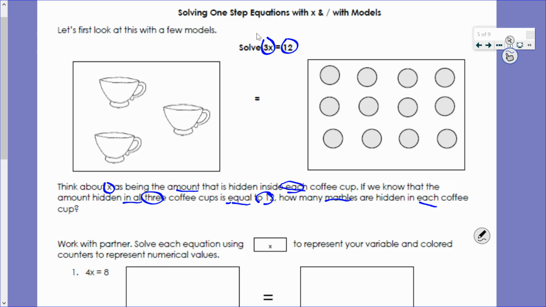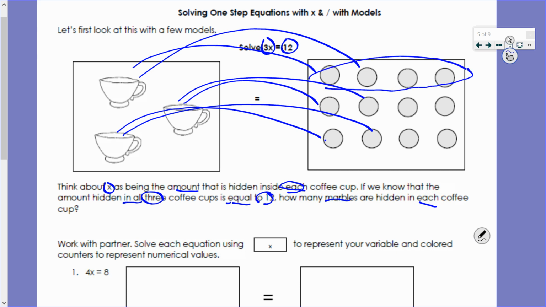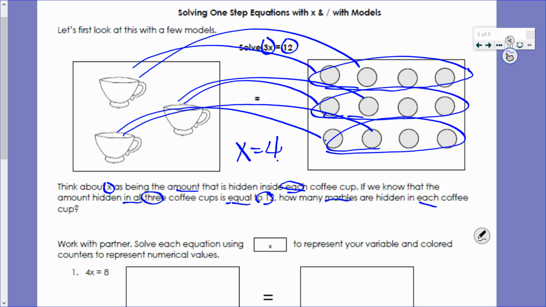Well, one way I could think of it is, if I start taking marbles and putting one into each cup, I can see that with the way I have my marbles set up, each row is going into 1 cup, right? Meaning that each of my cups would have how many marbles? 4. So inside each cup would be 4 marbles, or my x equals 4. Does that make sense?